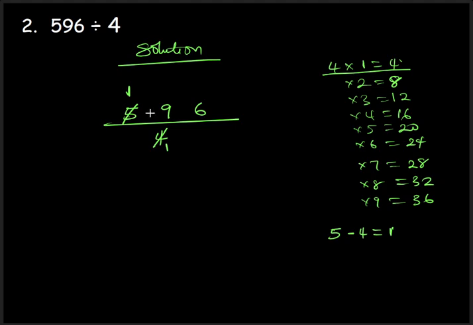So how do you find the remainder? The digit here which you are dividing, which is 5, minus what is before the 5, which is 4. So 5 minus 4 will be equal to 1. So the remainder is 1. What do we do with the remainder? We attach it to the next digit. That will make it 19.